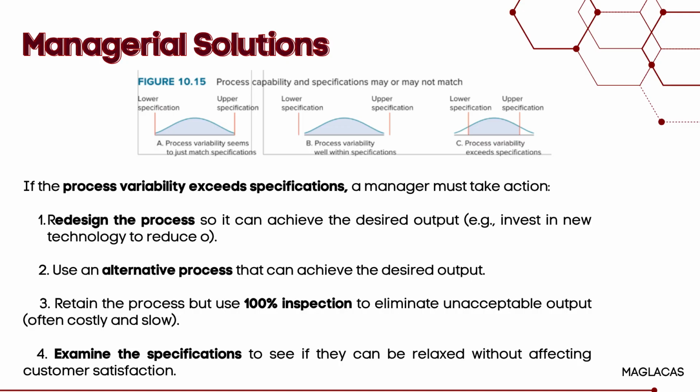Third, we could just keep the process but implement a 100% inspection. This eliminates bad output, but remember, it's often very slow and expensive. And finally, the least costly of all of these is to examine the specifications. Can we maybe manipulate the requirements without actually losing customer satisfaction? That is the question. It's usually the fastest fix if possible.